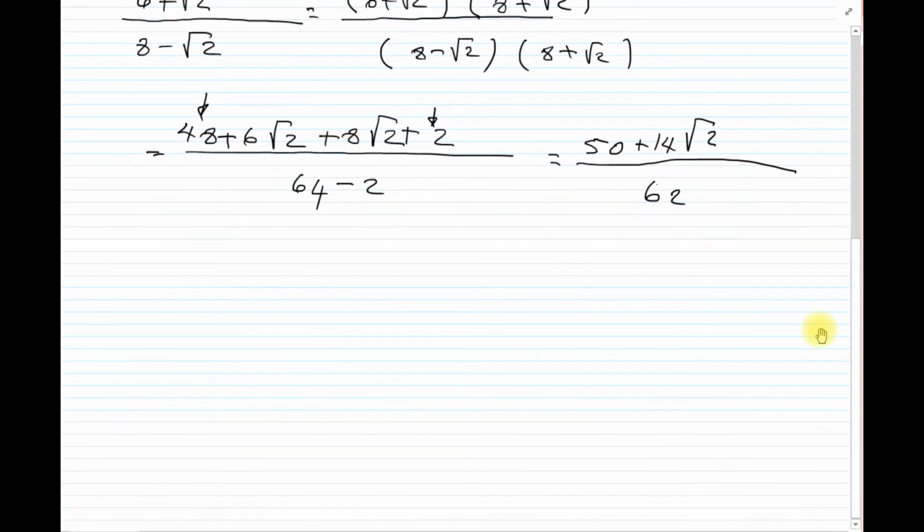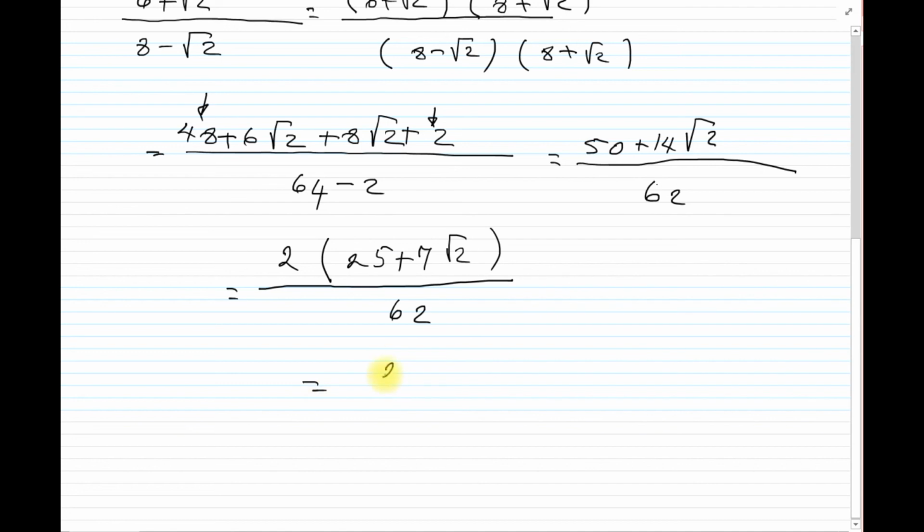Okay, we now need to see if this expression can be simplified. Obviously 50 and 14, they're both even numbers. I can get a factor of 2 out of this, so this will become 2 bracket 25 plus 7 square root of 2, and here I have 62. So 62 is even, divided by 2 becomes 31, so this will reduce to 25 plus 7 root 2 divided by 31.